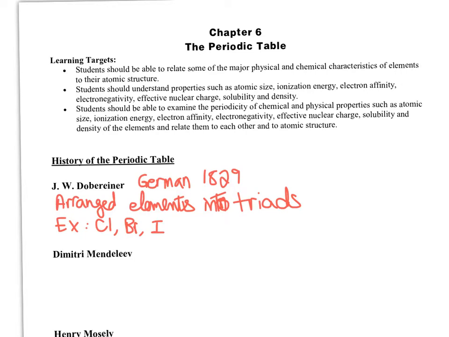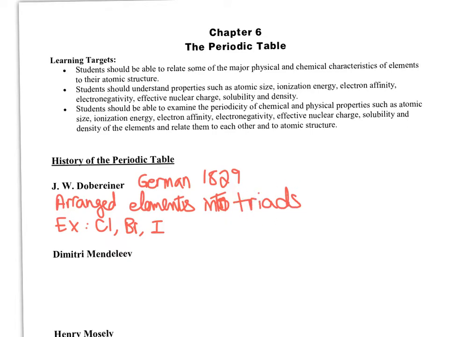Sometimes, his reasons weren't that great. For example, he said, well, if you take the average atomic mass of chlorine and iodine and add them together, that's going to equal the average atomic mass of bromine. That really has nothing to do with anything, but he thought it was a good reason at the time. But again, the idea is he arranged these elements into triads.